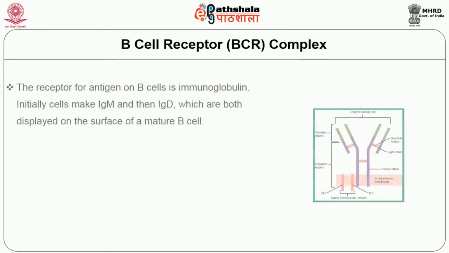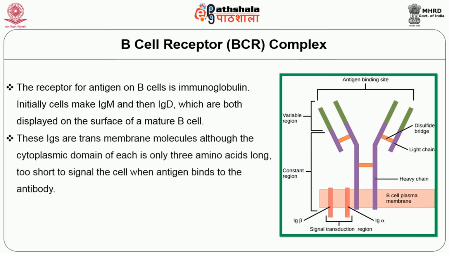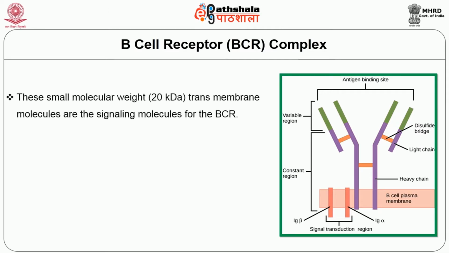Now we are going to see what are the different types of receptors involved in humoral mediated immunity. The first one is the B cell receptor complex. The receptor for antigen on the B cell is immunoglobulin. Initially it may be IgM or IgD, which are displayed on the surface of the mature B cell. These immunoglobulins are transmembrane molecules, although the cytoplasmic domain of each one is only 3 amino acids long, too short to signal the cell when antigen binds to the antibody. However, this membrane bound immunoglobulin is associated with 2 other polypeptides on the B cell, namely Ig alpha and Ig beta. Ig alpha and Ig beta are small molecular weight transmembrane molecules that are the signaling molecules for the BCR.